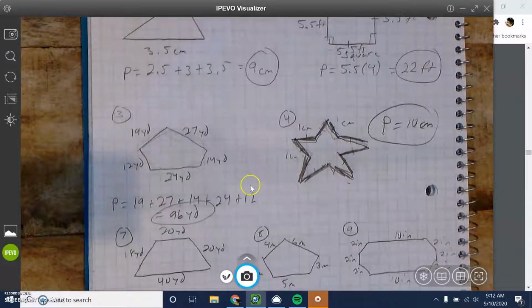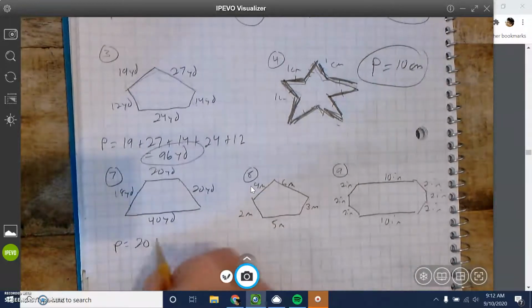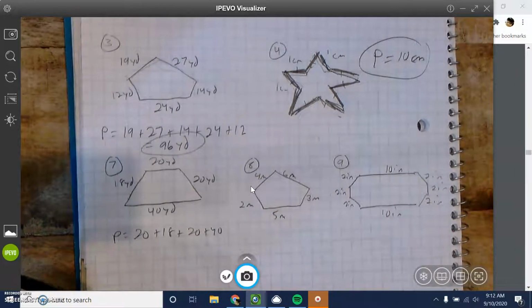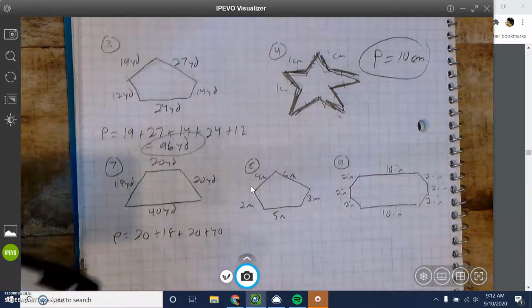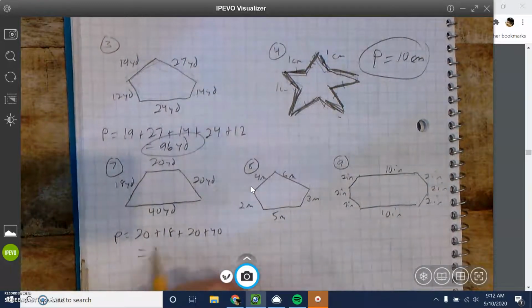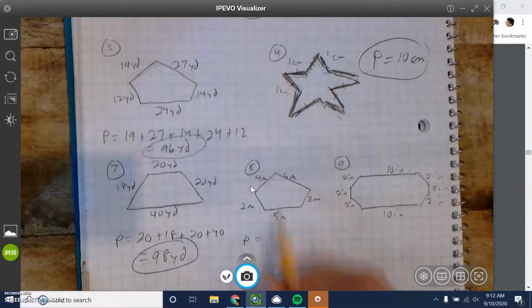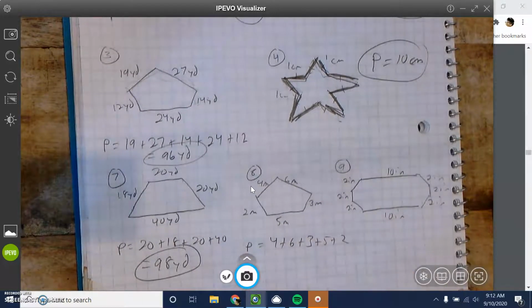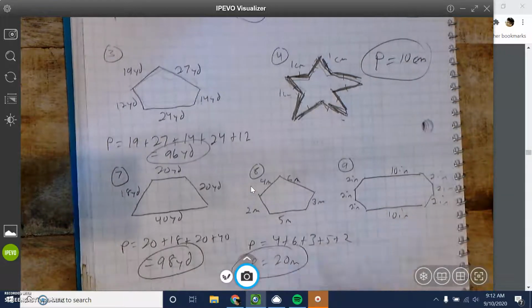All right, so we got 7, 8, and 9. Here's mine. So perimeter, 20 plus 18 plus 20 plus 40. Doesn't matter what order, because when you add it, you get the same answer. Order doesn't matter. 20 plus 18 plus 20 plus 40 is 98 yards. Bam. This one, 4 plus 6 plus 3 plus 5 plus 2 is 20 meters for number 8.